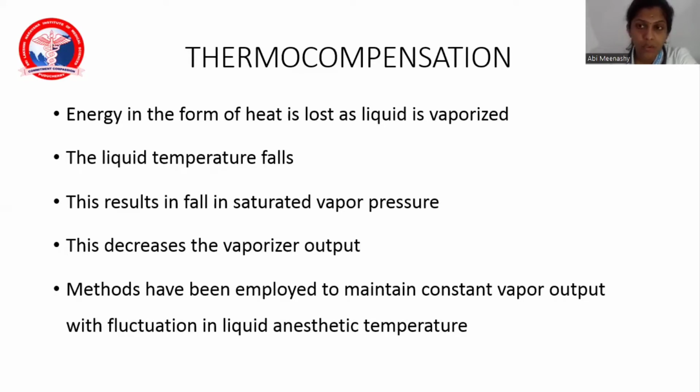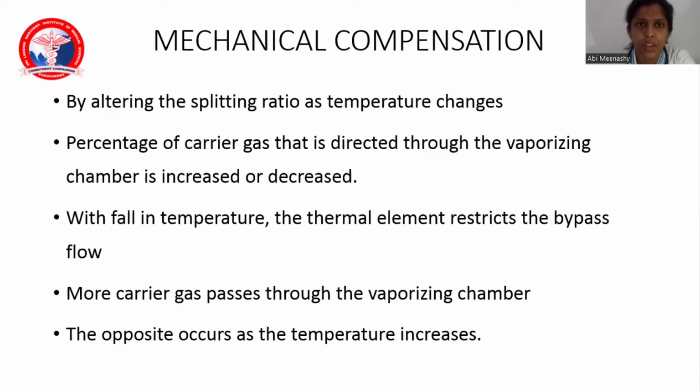But we don't want that. If vaporization stops, it will decrease your vaporizing output. We have to maintain the output in a stable manner. That's why when energy is being lost, we have to compensate for that energy so that vaporization keeps happening and the output stays stable. Several methods have been employed to maintain constant vapor output despite fluctuation in the liquid anesthetic agent temperature. Okay, first we'll start with mechanical compensation. Mechanical compensation is by altering the splitting ratio according to the temperature changes. The percentage of carrier gas that is directed through the vaporizing chamber is increased or decreased.